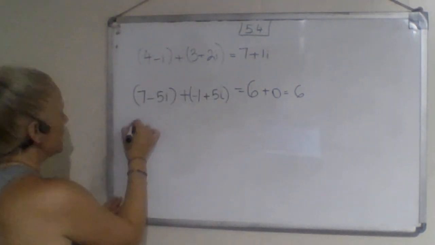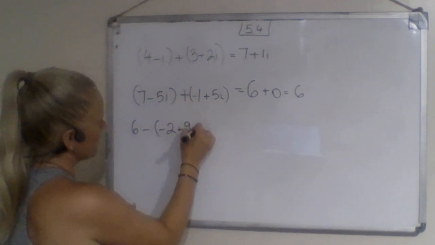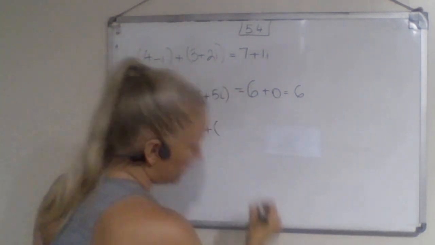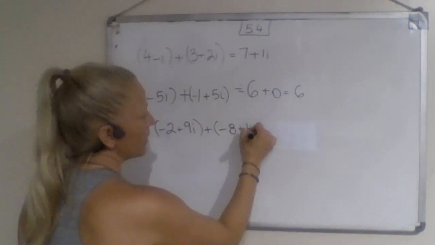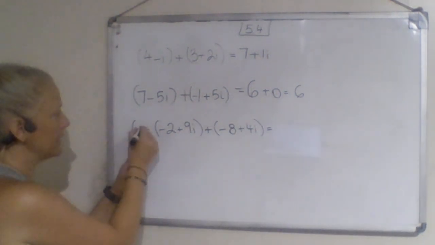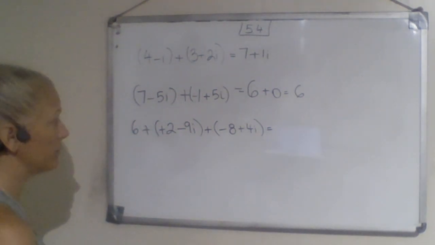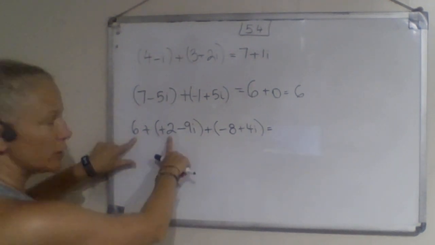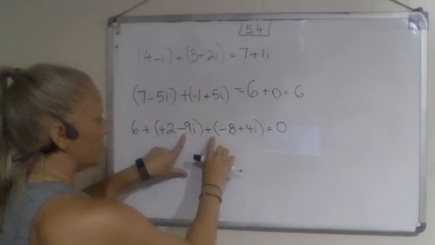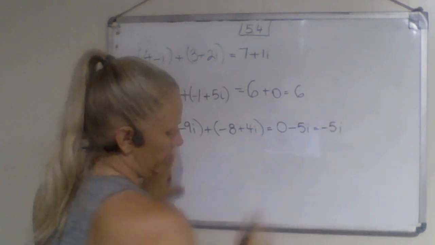Let's try another one. What if we have 6 minus (negative 2 plus 9i), and then plus (negative 8 plus 4i)? This is a longer one. The first thing I want to get rid of is this minus, because it's going to confuse me. So I can make this a plus, that a plus, this becomes a minus. Everything changes sign. And now I'm good to go, because everything is addition, right? 6 plus 2, 8, plus negative 8, 0. Negative 9i plus 4i, negative 5i, right?